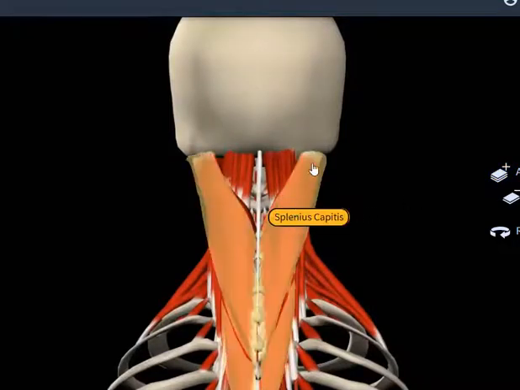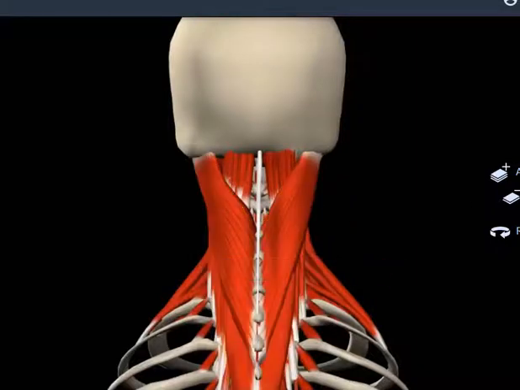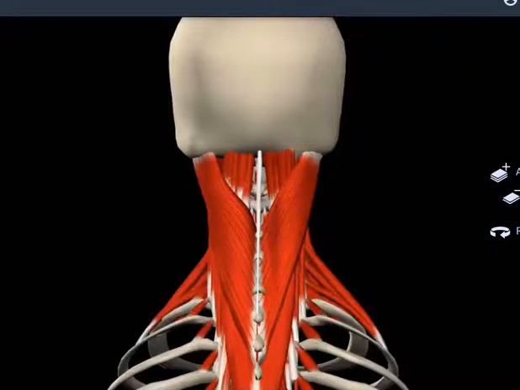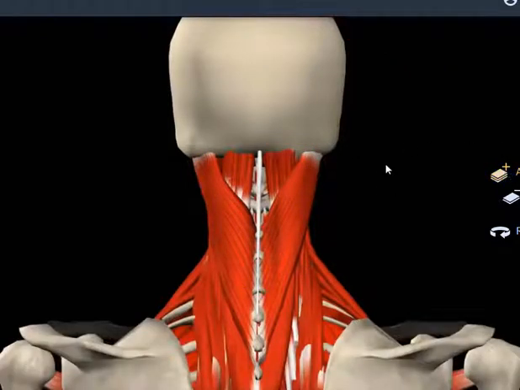So we have splenius capitis. We also have splenius cervicis, and you can see that it has an in to out aspect, right? So if this muscle pulls this way, it's going to pull this attachment this direction, which would result in right cervical rotation. So the right splenius capitis and splenius cervicis produce same side ipsilateral rotation.